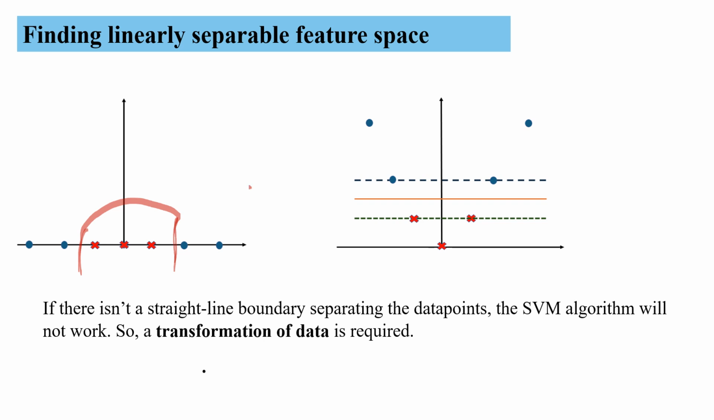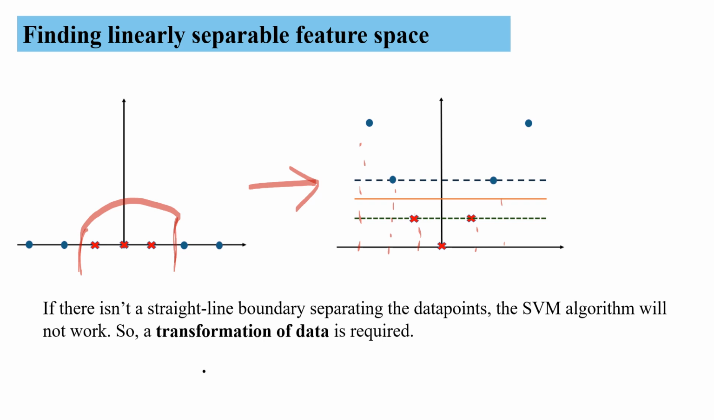Now, suppose we change these. How do we do this? We project all these samples to another dimension. This is 1D data. Now we make it into 2D. So the one goes here, this one goes here, and so on.